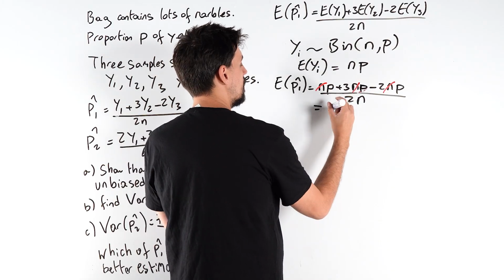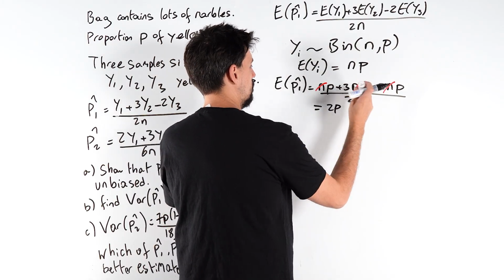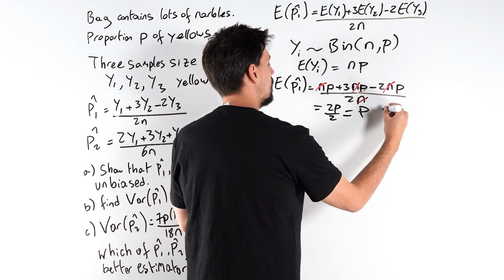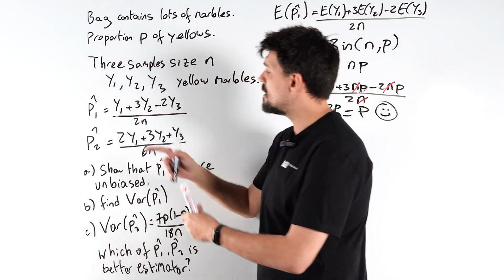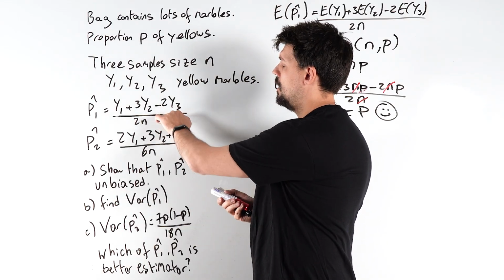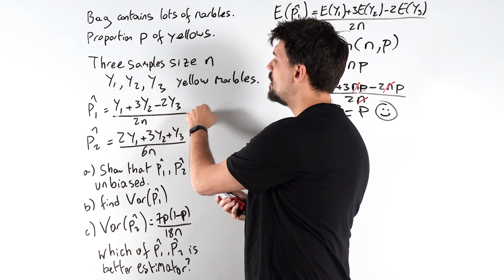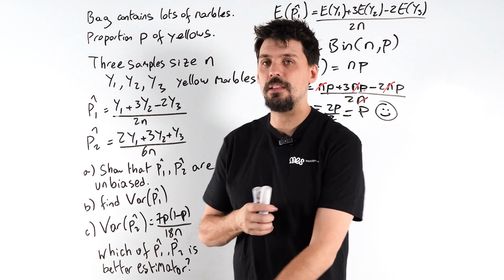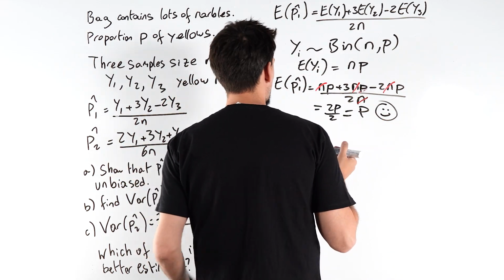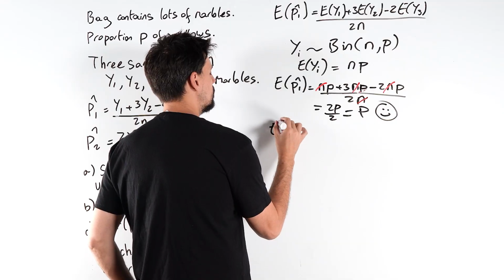That gives me 2P over 2, which is P. So in fact, I wasn't insane at all. That seems like a completely reasonable estimator. On average, if I do this calculation, I will end up with P. Now, what about P2?